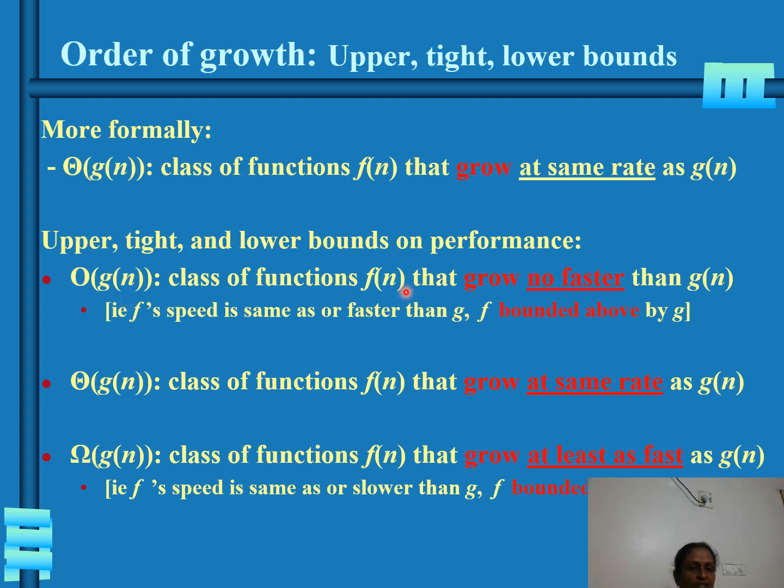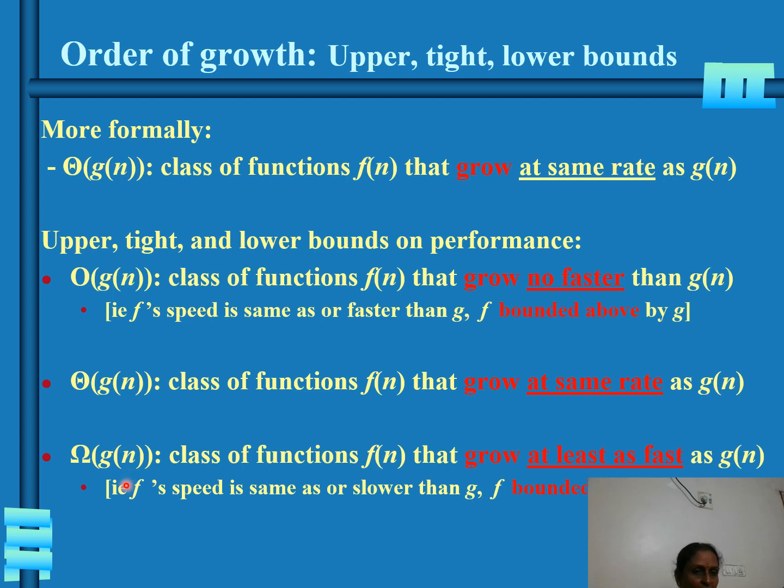If you are saying that a function f of n is in big O of g of n, its order of growth should be less than the order of growth of g of n. That is, it grows no faster than g of n, which means that the order of growth of f of n should be less than or equal to that of g of n.